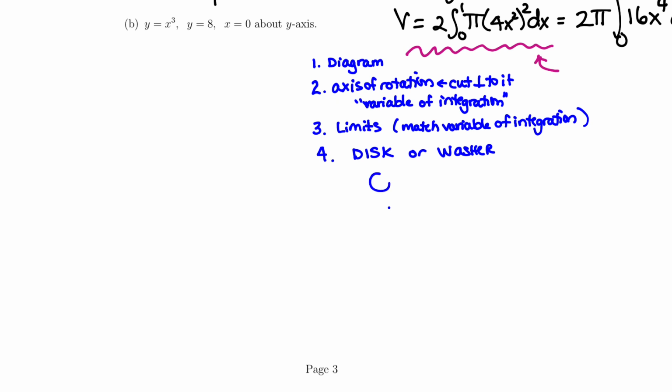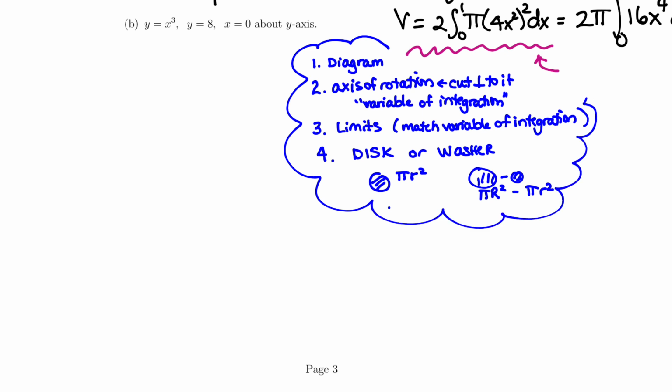And that will determine whether you're simply going to use pi r squared or pi big R squared minus pi little r squared as we go forward. So those are our steps, kind of, when I'm talking about the disk and washer method. But let's see what we got here.